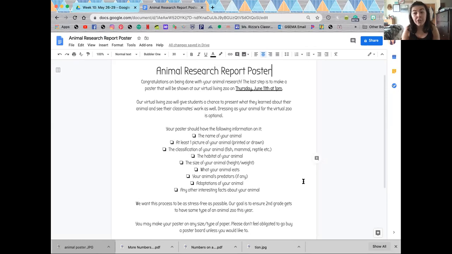You can dress as your animal if you already have your costume, but you do not have to. I know some families already started purchasing things, and I don't want to take that away from families. But at the same time, I don't want anyone going out and buying anything, because I know a lot of stores are closed, and I know Amazon is taking a long time right now. So don't dress up as your animal if you don't have anything.